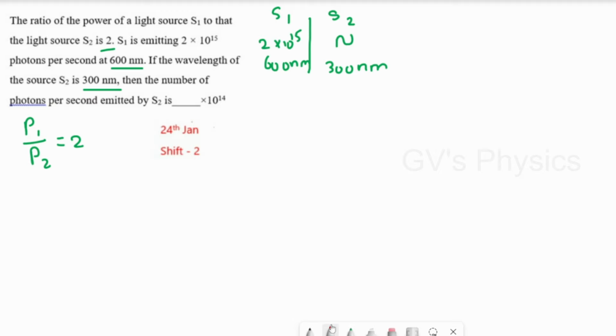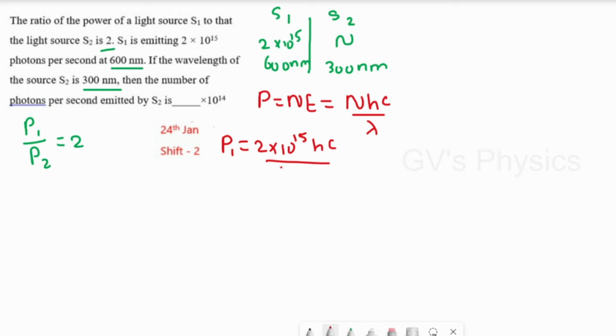For that, we'll choose the formula: power is equal to N into E. In place of E, we can expand the formula since they have given the wavelength, so we take N into hc by lambda. First we'll substitute the values. P1 is equal to 2 into 10 power 15 into hc, which is a constant, by the wavelength 600 nanometer. And for the second, P2 is equal to N, which we have to find, into hc by the wavelength 300 nanometer.